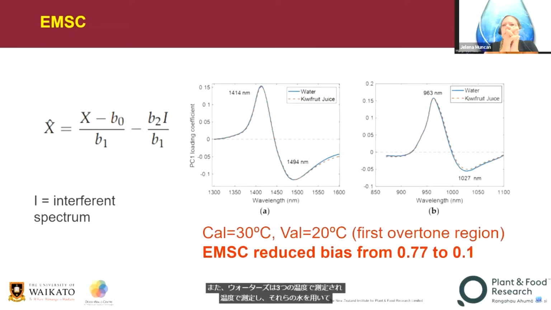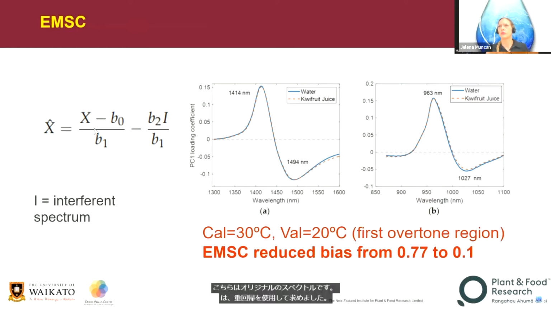Water was also measured at 3 different temperatures. And using those water samples, I found out the correction matrix that can be used as an independent matrix to correct the kiwifruit juice samples at 3 different temperatures. So the calibration spectra and the prediction spectra were corrected.